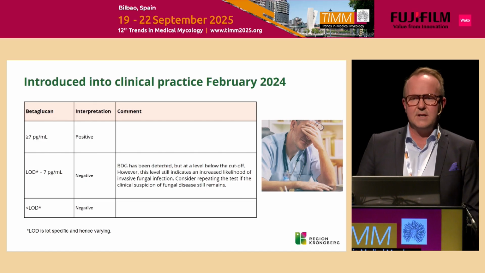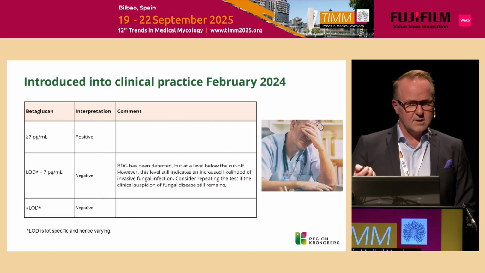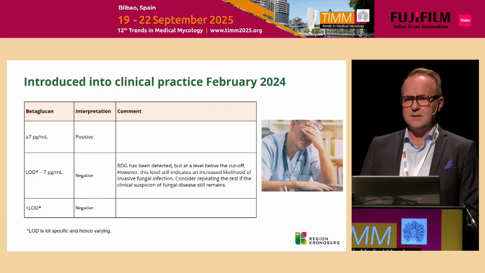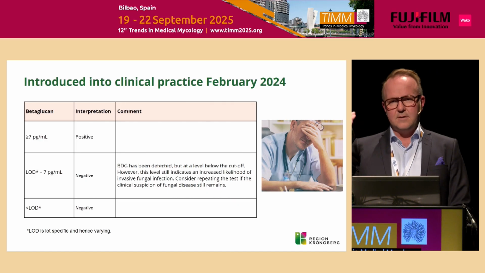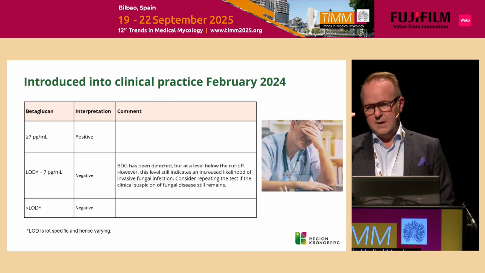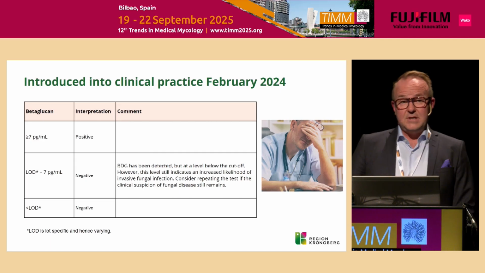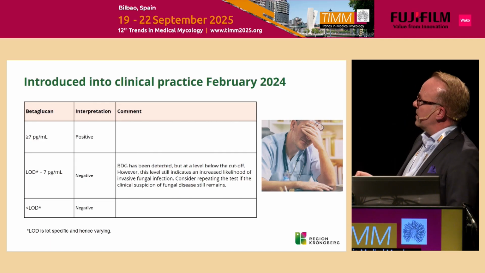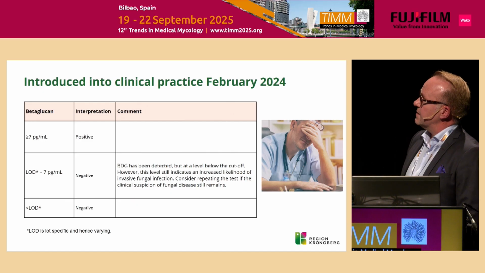They found it really difficult to adapt to the new quantitative value. They have been to national meetings discussing Fungitel 300 or 600 and different cutoffs for clinical decisions, and they were clearly not happy with this. They found it difficult to adapt.